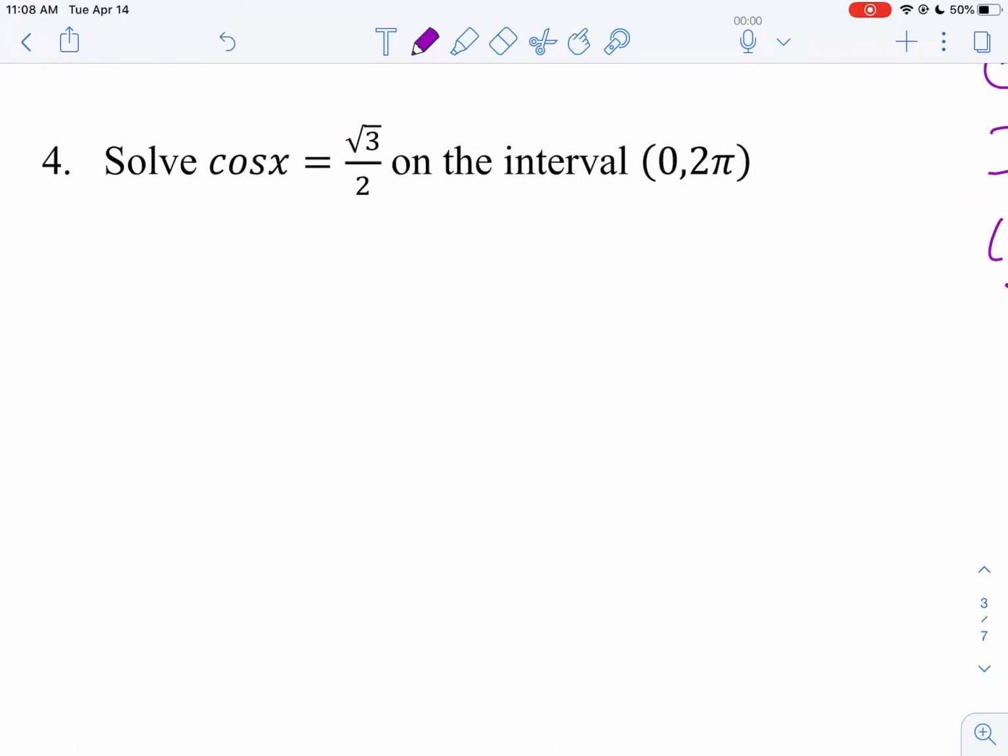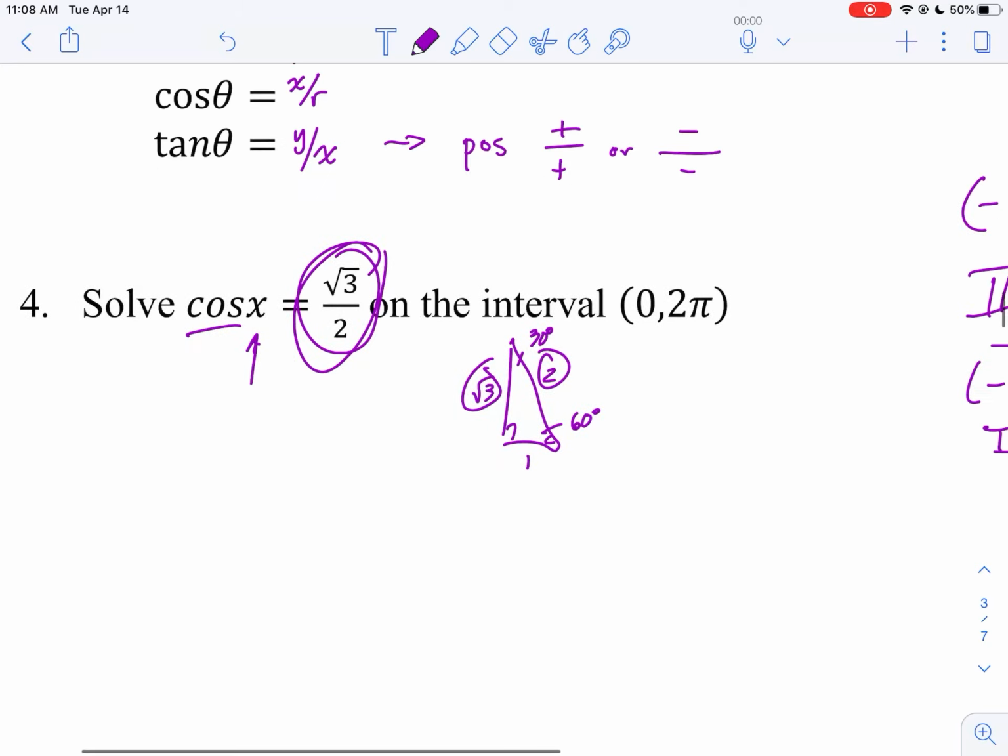So first example, let's solve this equation. Solve cosine of x equals square root of 3 over 2. Now, hopefully you're seeing this and you're thinking, oh, those numbers are coming from a 30, 60, 90 triangle, right? So I've got 1, 2, square root of 3. 1 is opposite the 30-degree angle. And so we need to come up with an angle so that this is the cosine ratio.